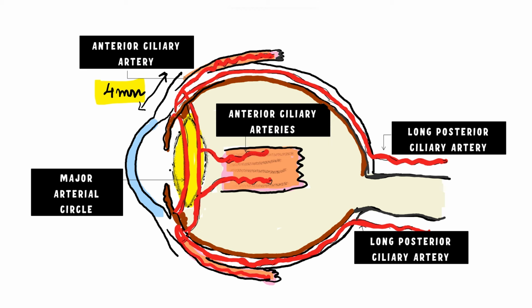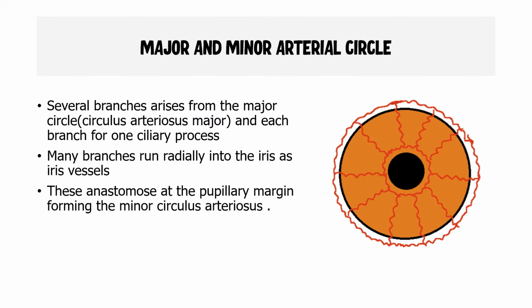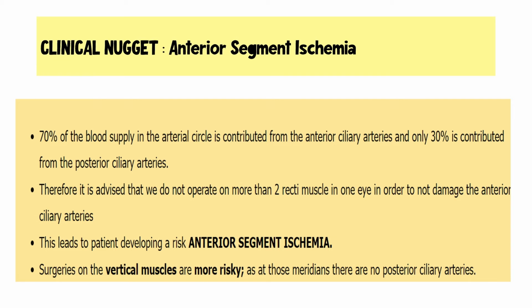And at the anterior end of the ciliary body, they form this circle of blood vessels, which is called the major arterial circle. This major arterial circle then sends branches into the iris, which are called the radial branches of the iris. These radial branches form an anastomotic ring around the pupil near the collarette and form the minor arterial circle. It's very important to understand the anatomy of the iris in order to understand all of this.